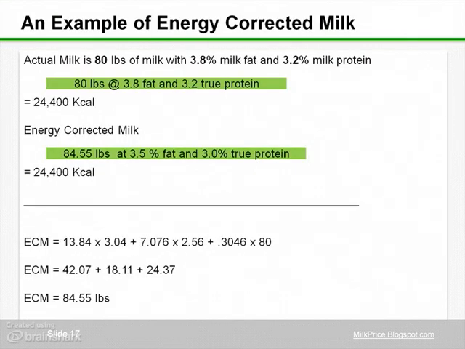In this example, 80 pounds of milk with 3.8% fat and 3.2% protein is calculated to contain 24,400 kilocalories. By the use of the energy-corrected milk formula on the prior slide, the energy-corrected milk would be 84.55 pounds of milk. Calculating the caloric value of the energy-corrected milk, which has more milk but lower component percentages, the same total calories of 24,400 kilocalories are available.